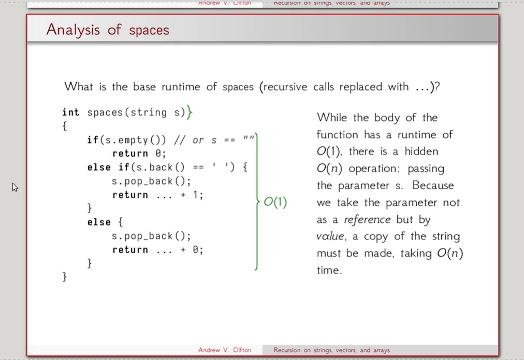Nothing I'm doing inside of the function is O of 1, but in fact, it is O of n. And that's because we're taking the string not by reference, but as a copy. So there is a hidden O of n operation in passing the parameter s. To get the string into the function, we have to make a copy of it. And as we've seen from copy constructors, that involves looping over the stuff in the string. So that takes O of n time. It also takes O of n memory as well. So we're spending extra time and memory in here.